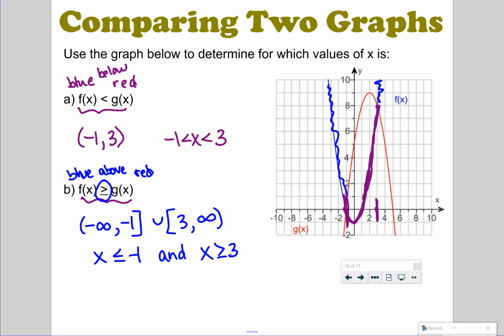Okay, so if you see this notation with several graphs, try to translate it. Use the colors to help be helpful here. If you see less than, think below. If you see greater than or equal to, or just greater than in general, you can think above.